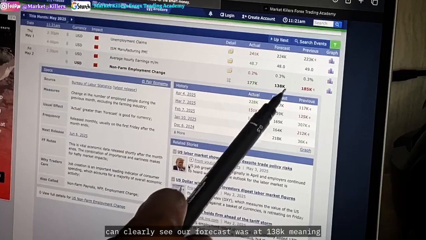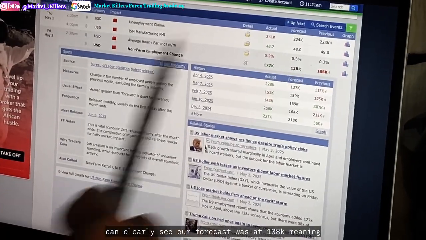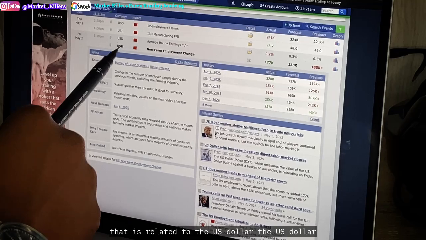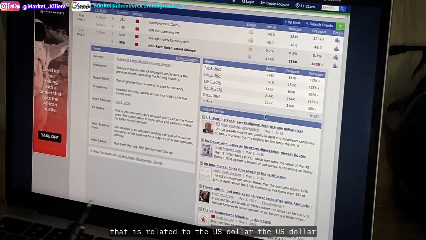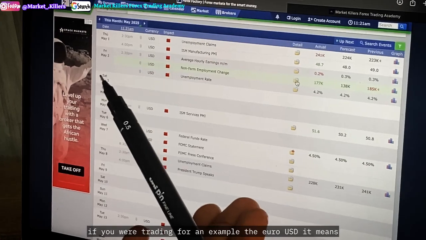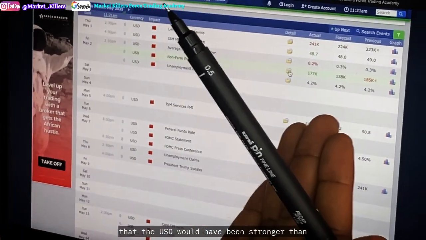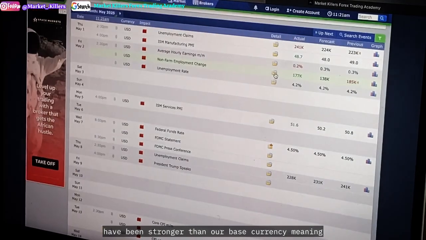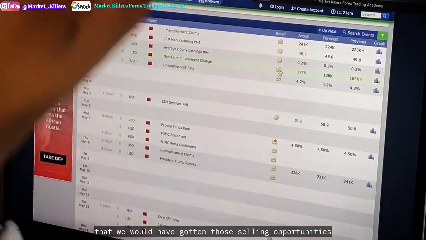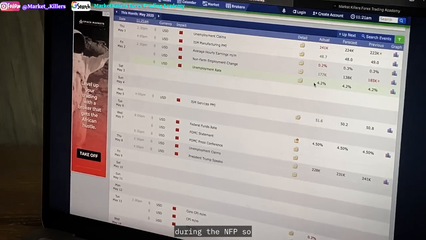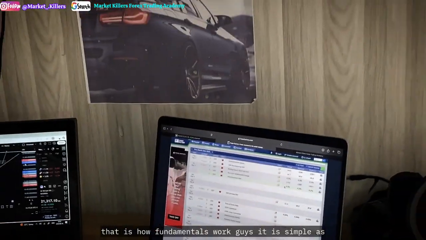As you guys can clearly see, our forecast was at 138k, meaning that for every single pair that is related to the US dollar, the US dollar was positive. So if you were trading, for an example, the Euro USD, it means that the USD would have been stronger than the Euro, meaning our quote currency would have been stronger than our base currency, meaning that we would have gotten those selling opportunities during the NFP. So that is how fundamentals work, guys. It is simple as that.